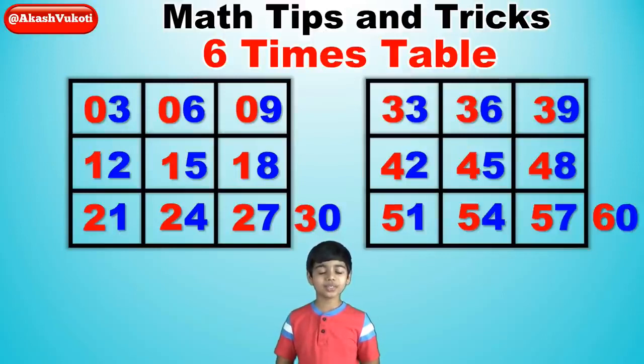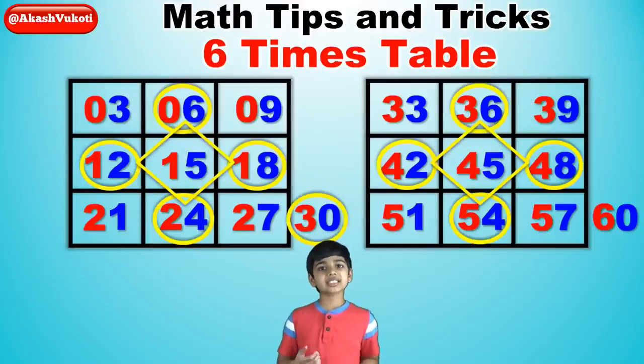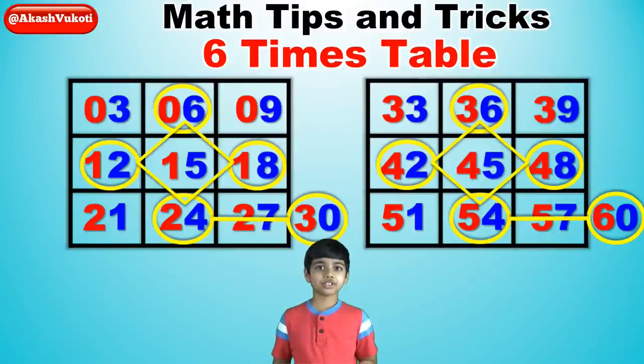So now we can start. All you have to do is make a diamond shape in both of them and then connect the first diamond to the 30 and the second diamond to the 60. And make sure you circle all of these numbers that this diamond shape touches. And all of the circled numbers create the 6 times table.